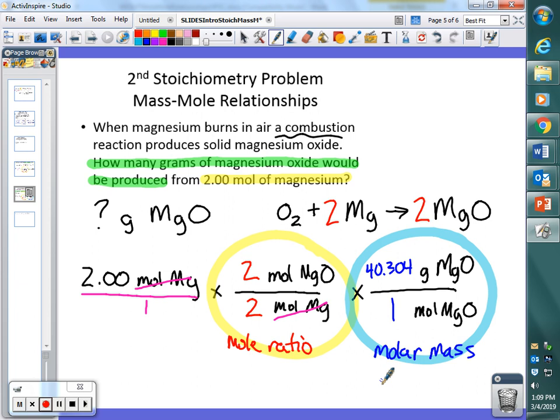All right, so now moles of magnesium oxide cancels there.